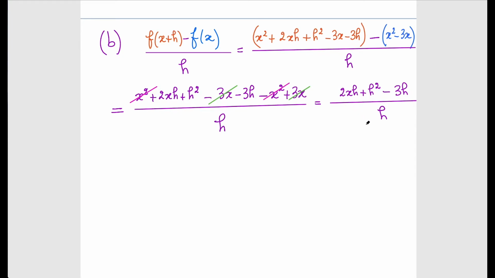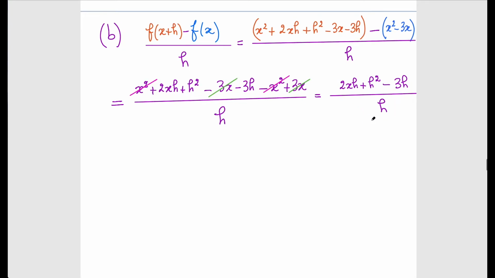Can we simplify by anything here? I realize that h is a common factor upstairs. Let's factor it out, right? So let's factor out h upstairs. We get 2x plus h minus 3, correct? If you factor out an h, you get 2x plus h minus 3, and the whole thing is divided by h.